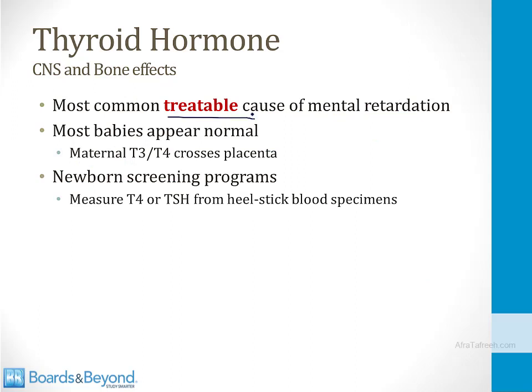Cretinism is the most common treatable cause of mental retardation. Most forms of mental retardation are not treatable, but if you identify hypothyroidism in a baby, you can supplement thyroid hormone and they will never go on to develop mental retardation. Most of these babies appear normal when they're born, and that's because in utero they are exposed to maternal T3 and T4, which crosses the placenta. It's only after birth that they begin to be exposed to the low thyroid hormone levels.